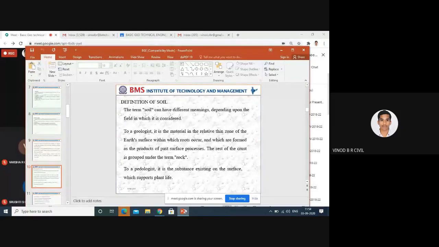As we know, soil is the basic building material. We already discussed that there are different types of soils: black color soil, red soil, and yellow color soil. The term soil can have different meanings depending upon the field in which it is considered. For example, in road construction, we call it a subgrade material. For building construction, we treat it as a different material, and in tunnel construction, we call it a different material. So the term soil has different meanings depending upon the field of construction.